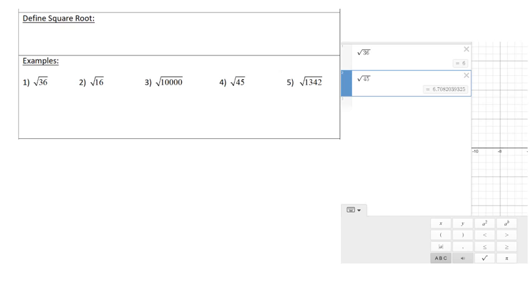So if a squared equals b, then the square root of b equals a. So for instance, 5 squared equals 25.